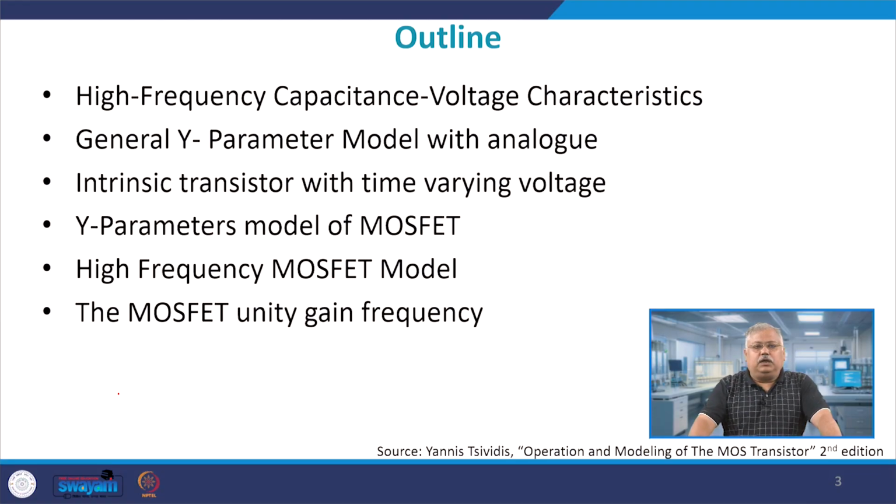So, the outline will be typically we will be looking at the concept of high frequency CV characteristics, which we have actually dealt in lesser details in our previous discussion. We will look at a general Y parameter model with an analog part of it, and then we look at the intrinsic transistor with time varying voltages. Then we will have a generalized Y parameter model for the MOSFET, and then finally end up looking at the unity gain frequency of the MOSFET. So, this is the overall outline of this lecture.